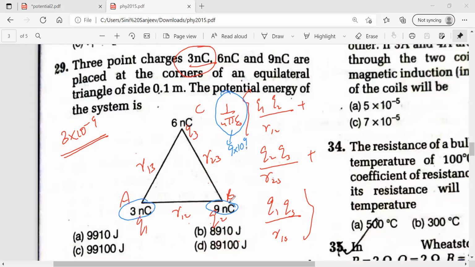Which is the option? Formula given, potential energy, that is U. Just now we discussed 1 by 4 pi epsilon naught. That value also I told you, 9 into 10 power 9. Q1 Q2 by R12 plus Q2 Q3 by R23 plus Q1 Q3 by R13. We'll just add everything and we'll get the answer. That's all.